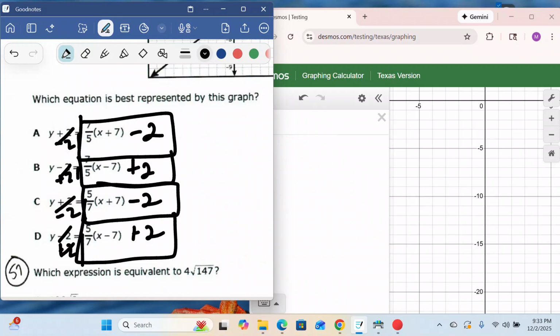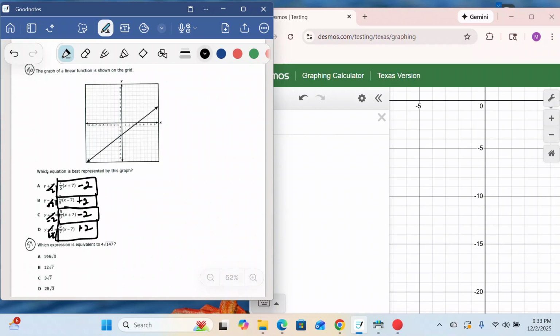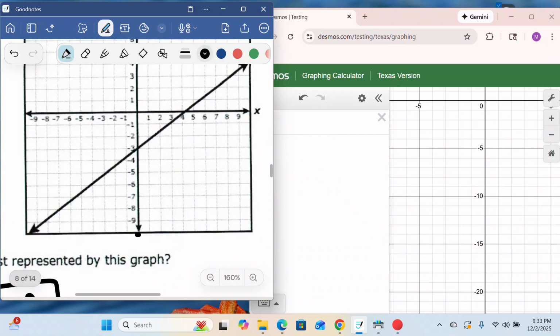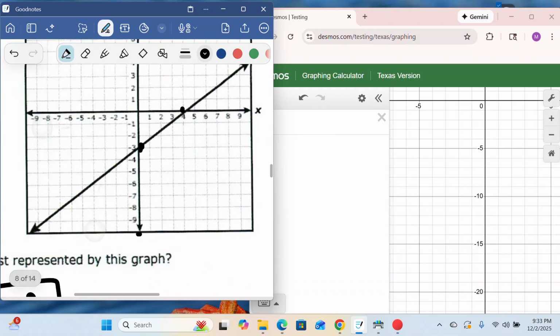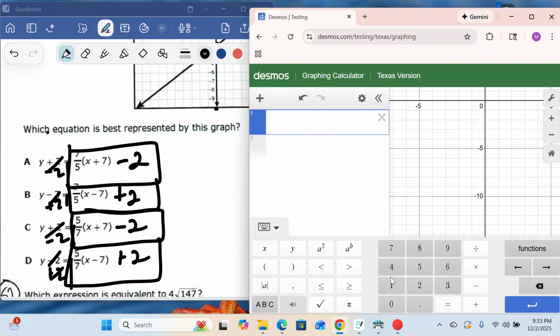Now, this one is going to be interesting because I'm looking for the correct one. So I need to find one that has an x-intercept of (4, 0) and a y-intercept of negative 3, 4. So what am I going to do? All I'm going to do is input every single one into Desmos and let Desmos do the work for us.